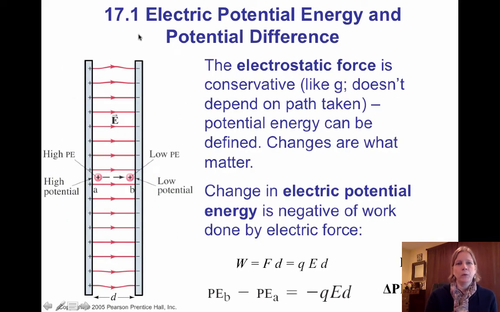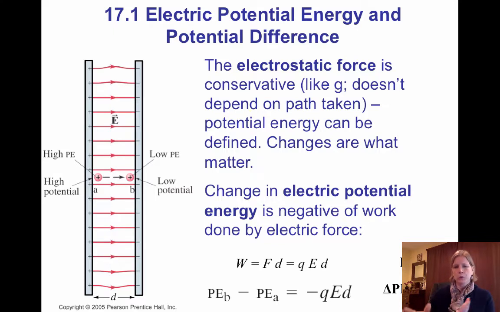Section 17.1 is titled Electric Potential Energy and Potential Difference. That's quite a mouthful. Let's start with the first term, electric potential energy, and we sort of touched on that already with our opening chapter question. So electrostatic force, the force in an electric field, is a conservative force. So it's similar to gravity in that it's a conservative force, and one of the things that means is it doesn't depend on the path taken.